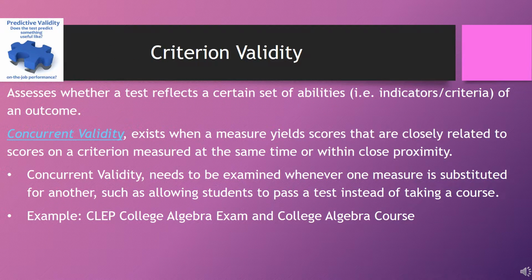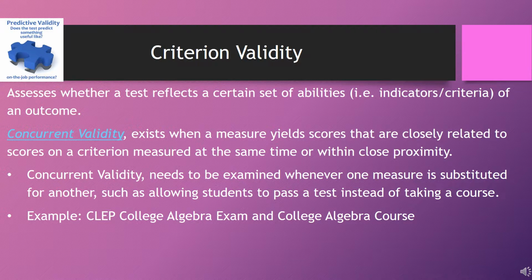Criterion validity. Criterion validity assesses whether a test reflects a certain set of abilities, that is, indicators or criteria of an outcome. The criterion that researchers collect can be measured either at the same time or close proximity as the variable to be validated or after that time. Concurrent validity exists when a measure yields scores that are closely related to scores on a criterion measured at the same time or within close proximity.